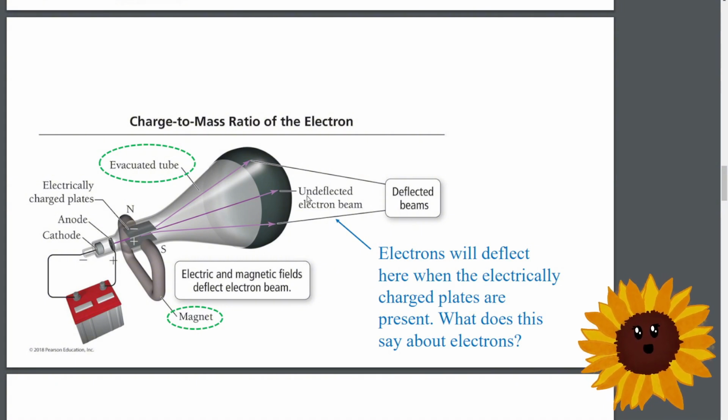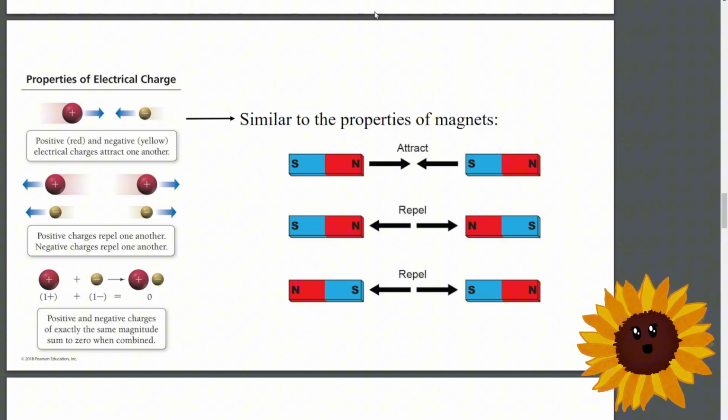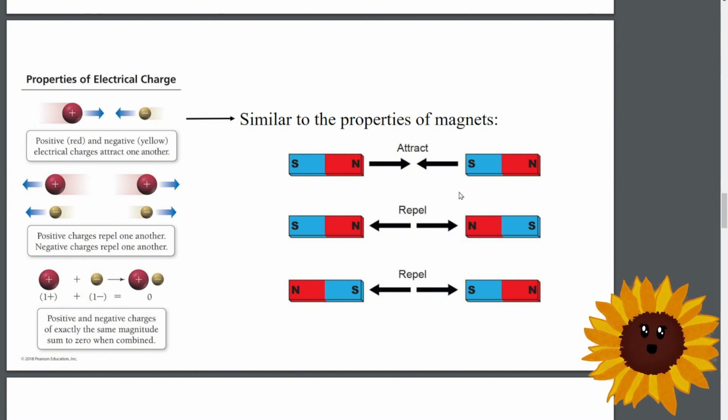So electrons will deflect here when the electrically charged plates are present. What does this say about electrons? It says that electrons themselves have a charge. Similar to the properties of magnets, which have north and south poles, opposites will attract, and like poles will repel each other. That's why if you put two magnets together, they'll snap together, and if you flip them over, they'll repel each other, and there's this invisible force that won't let you force the magnets together. That's that magnetic field, that magnetic charge that doesn't want to be near the positive side, or doesn't want to be near the negative side.